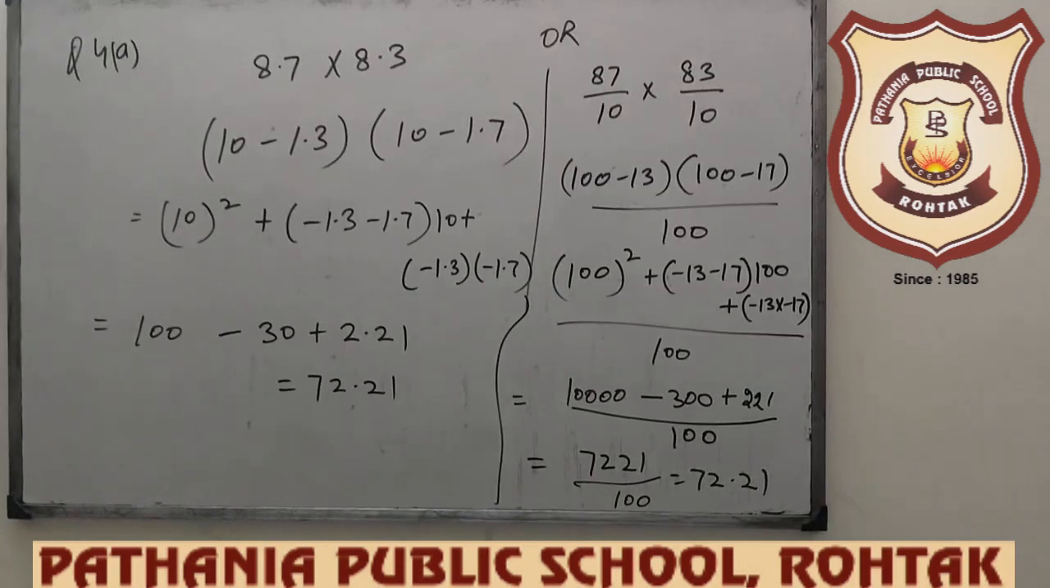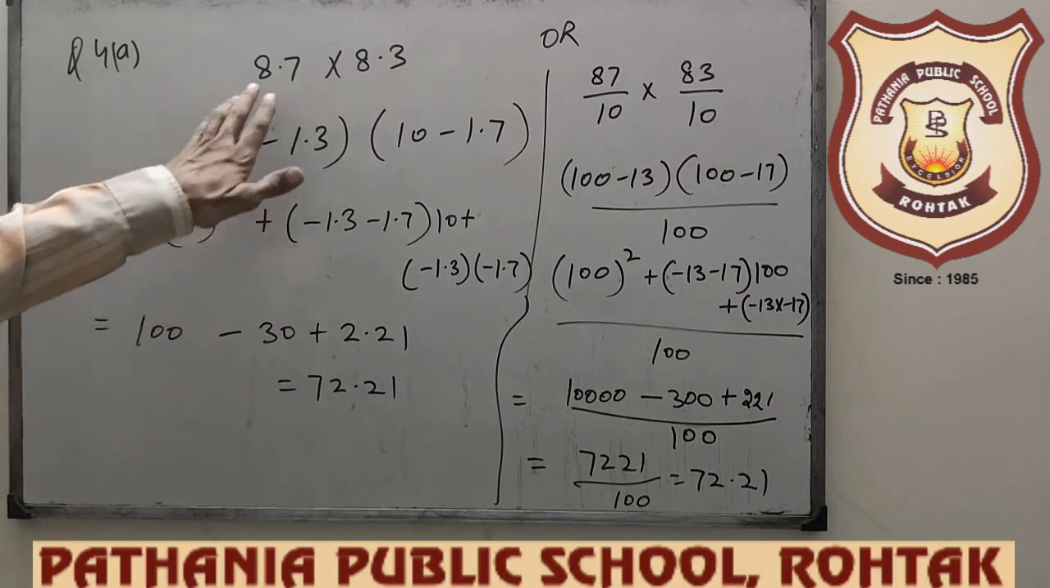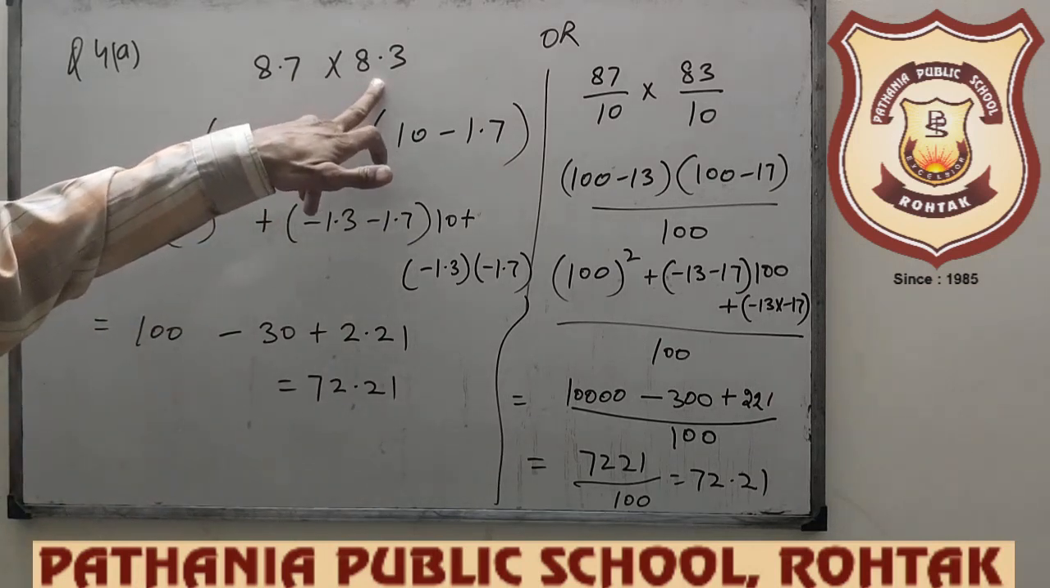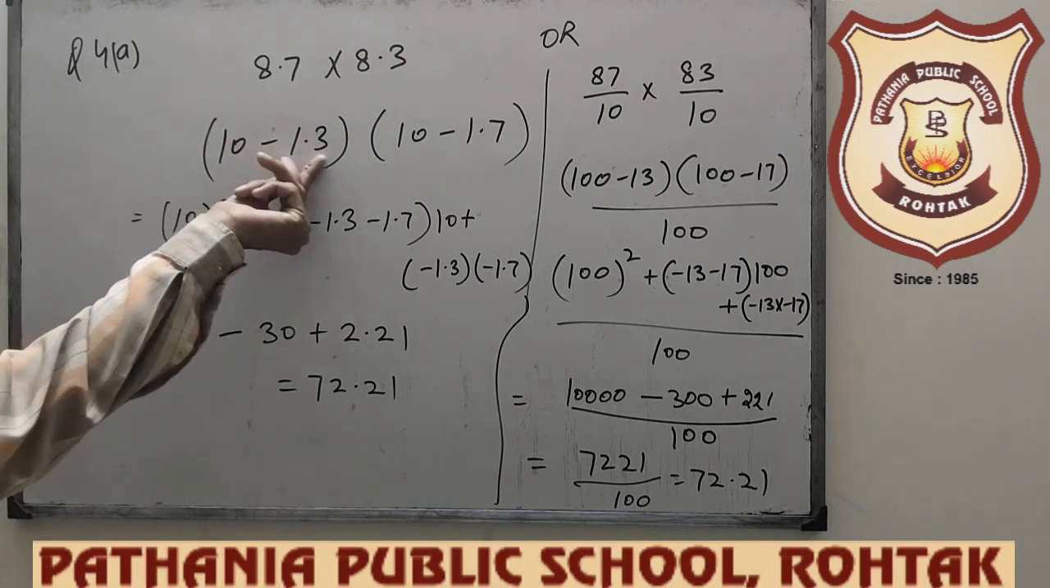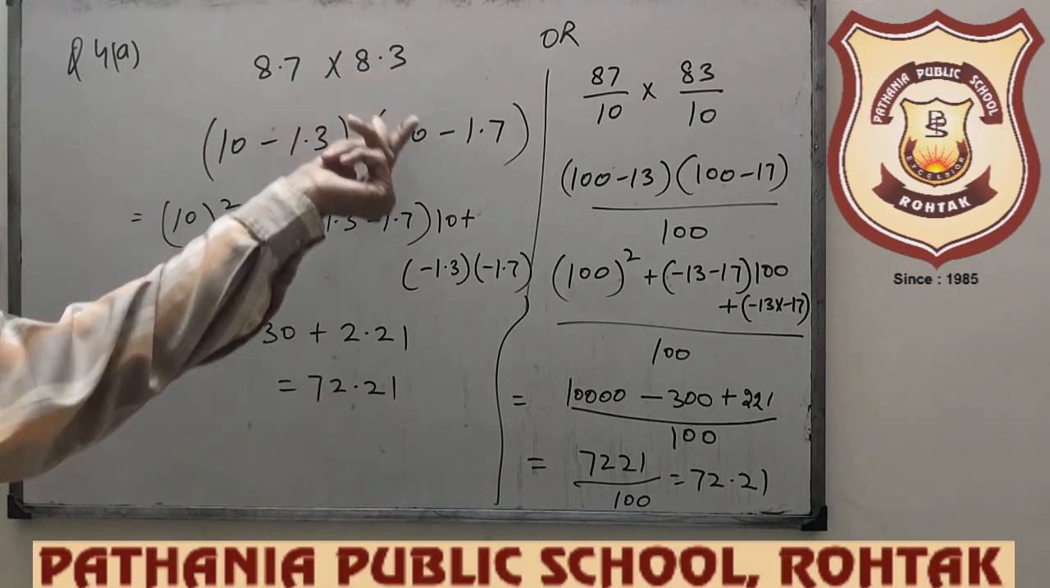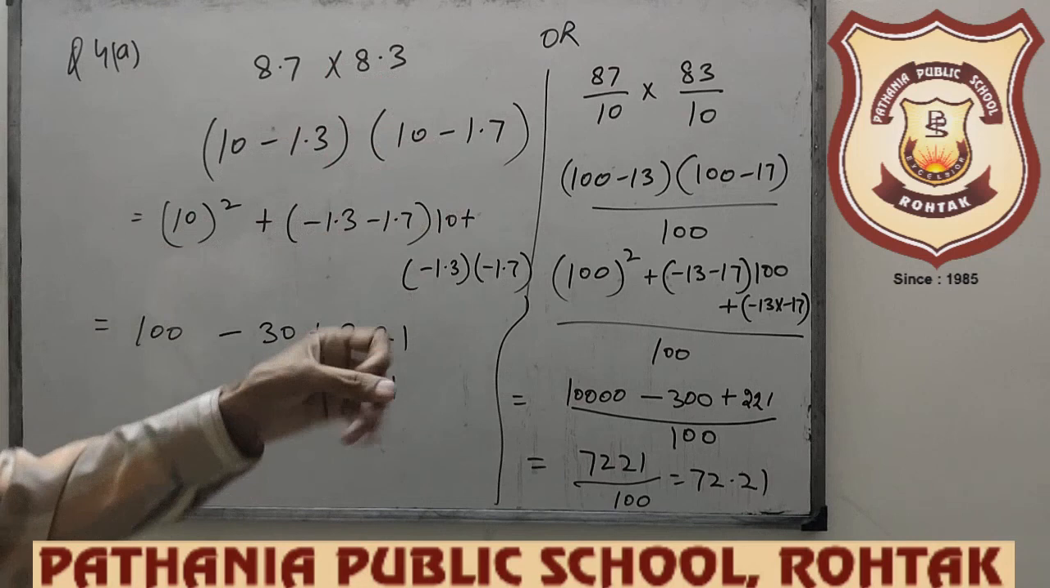Now I want to explain question number 4. This is part A, and all other parts you can solve, you can simplify in the same way. The question is this, 8.7 into 8.3. So you can write 8.7 as 10 minus 1.3 and 8.3 as 10 minus 1.7.